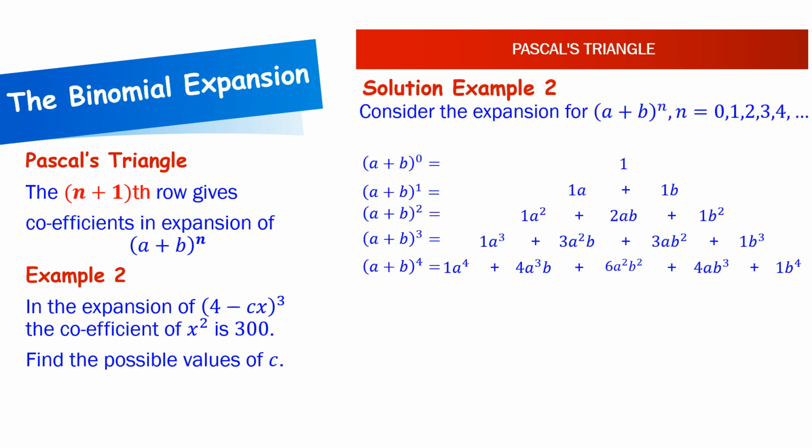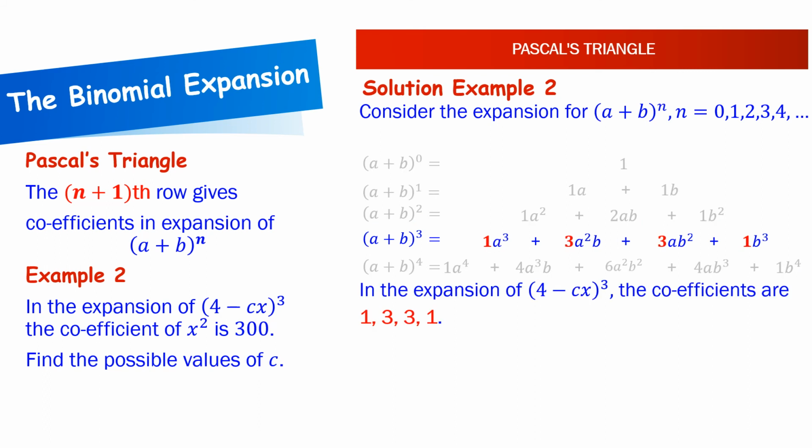So let's solve example 2. Again, let's consider the expansion for (a + b)^n, for n equals 0, 1, 2, 3, 4. Again, you have Pascal's triangle in the format for (a + b)^n for the first 5 rows. We are particularly interested in the fourth row, so (a + b)^3 is equal to 1a^3 + 3a^2b + 3ab^2 + 1b^3. And so the relevant coefficients for (4 - cx)^3 are 1, 3, 3 and 1.